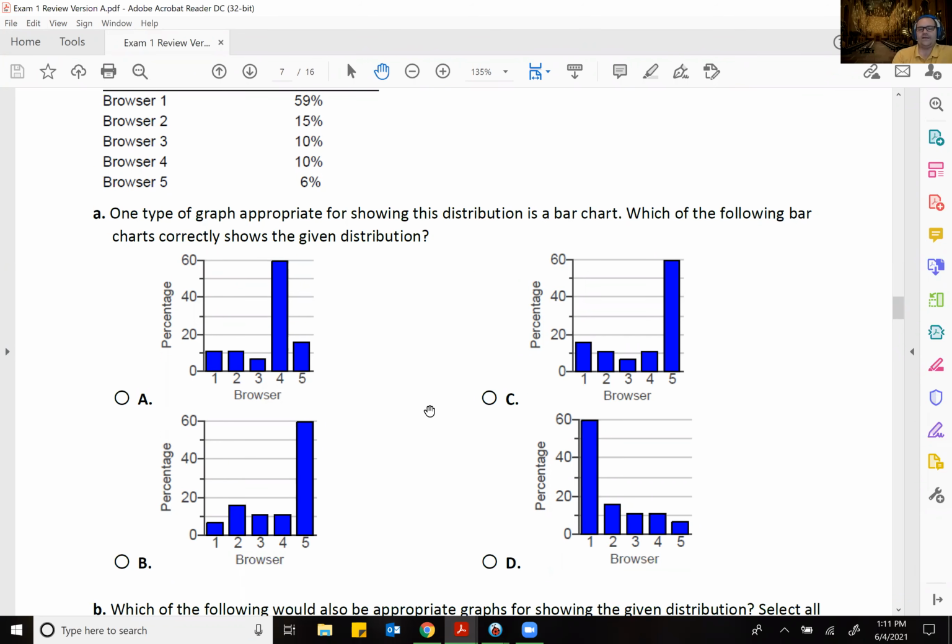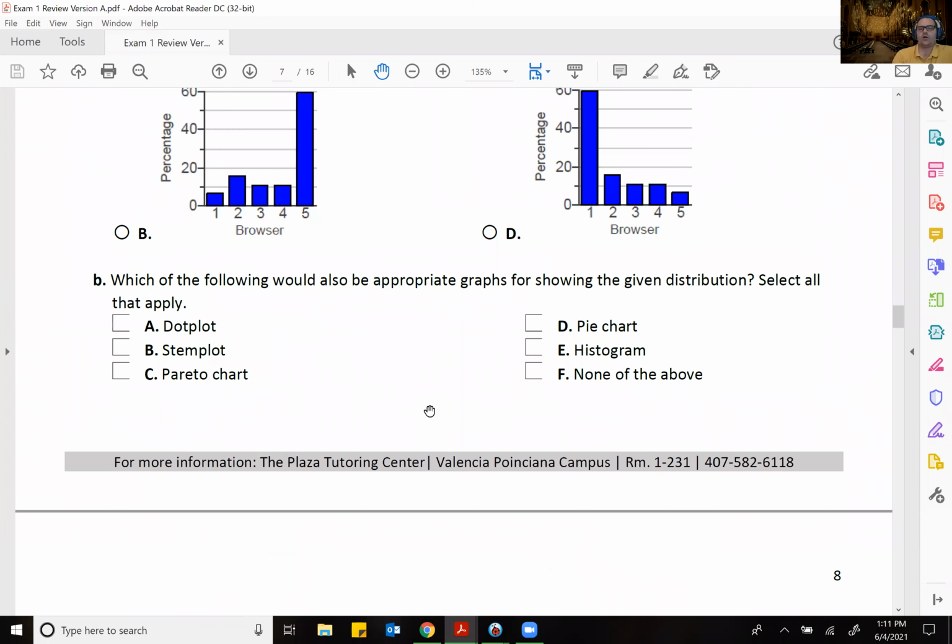So I only need displays that are categorical in nature. Who are they? Pareto chart. And who else? Pie chart. There you go, the Pareto and the pie chart, because this is categorical data. And we use the Pareto and pie chart for categorical. The dot, the stem, and the histogram are for numerical data.